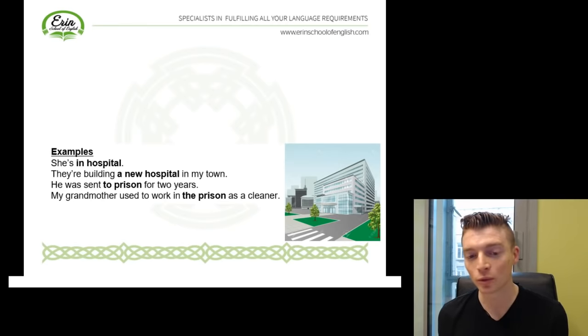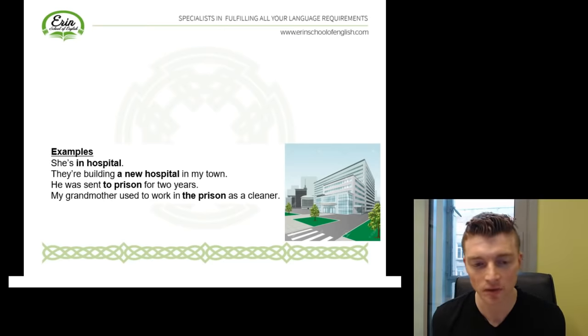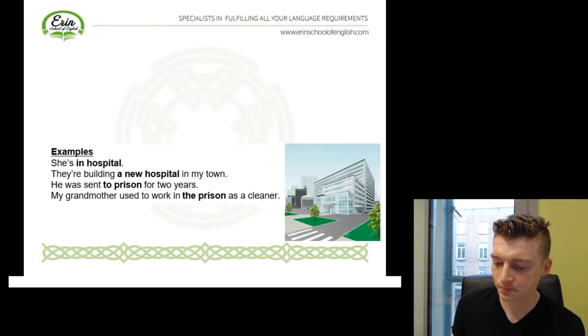However, in the other 2, we are. Our noun is the same. She's in hospital. They're building a new hospital. So it's the same word, hospital. Why are we using an article sometimes and not using it in other examples?